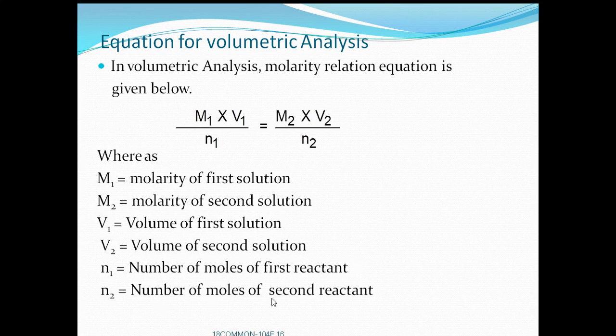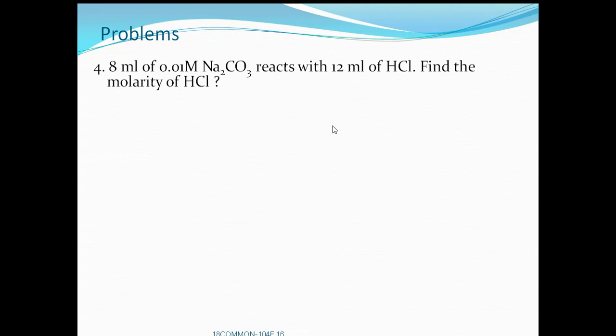Next, N2 is the number of moles of the second reactant. So this is the volumetric analysis formula: M1 V1 by N1 equal to M2 V2 by N2. From this formula, we can calculate the volume or concentration of the unknown solution. Okay, so here is one problem based on volumetric analysis.